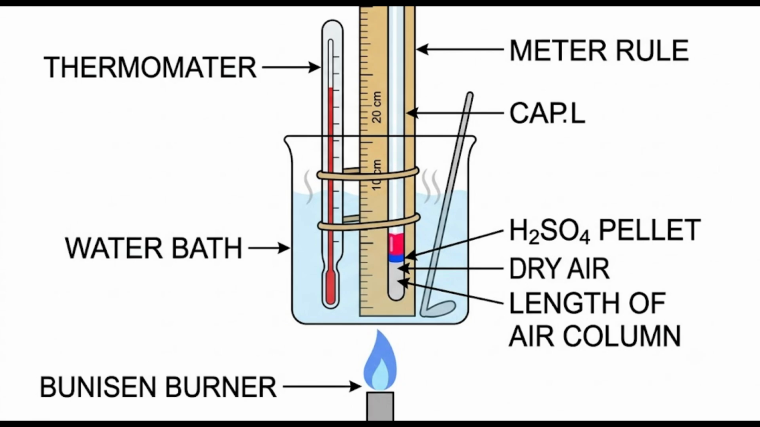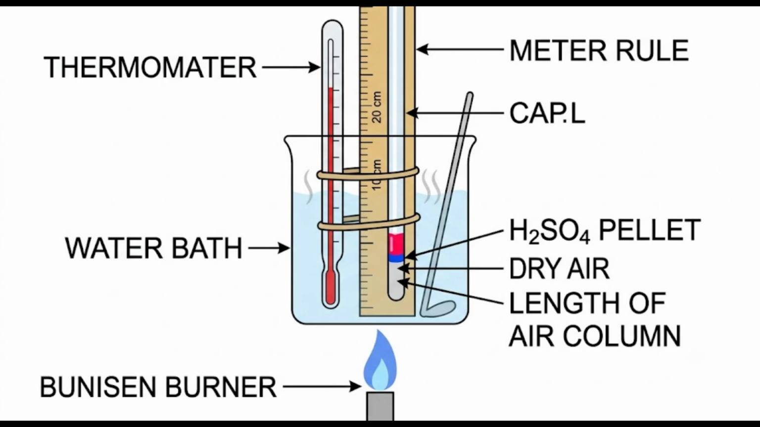This capillary tube and a thermometer are tied tightly to a wooden meter rule using two rubber bands. The whole setup is lowered into a large glass beaker of water, which acts as our controlled water bath. We also add a metal stirrer to circulate the water evenly, and at the bottom, a Bunsen burner stands ready to provide our source of heat.